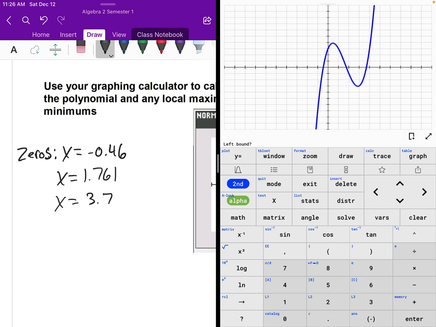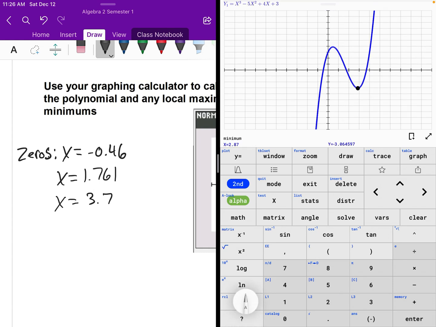But on this one, that minimum, and again, it goes from down to up. It looks like it goes between 2 and 4. So I'm going to use that as my left and right bound. So left bound of 2, right bound of 4. Now the calculator is looking for that lowest point in that range. Okay, so we got 2.87, negative 3.064597. And as you look at the calculator, it shows the point that you're actually looking for. So that's a good indicator that you found the proper point.